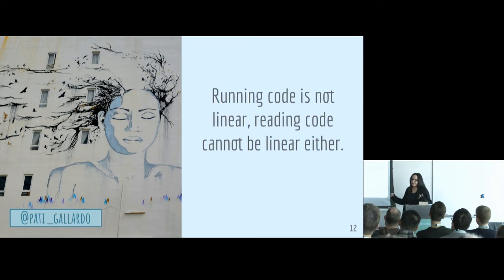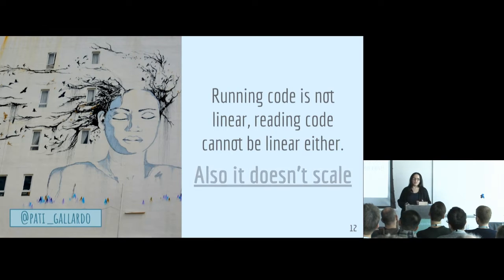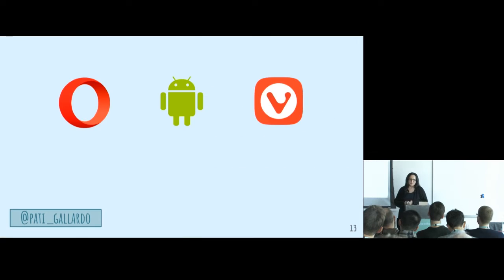So because running code is not linear, then reading code can't be linear either. And also, most of all, because it doesn't scale. We often think, when you go to school, they go like, okay, well, you can print out the code and sit down and read it and bring your pen and paper and you outline it and draw and whatnot. But the thing is, I've worked on really big code bases.